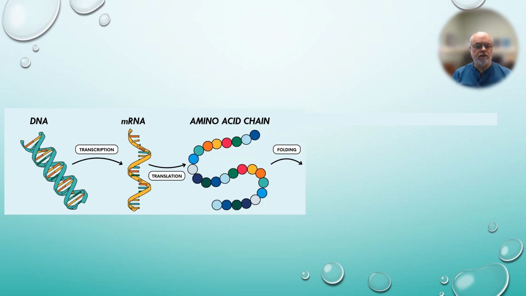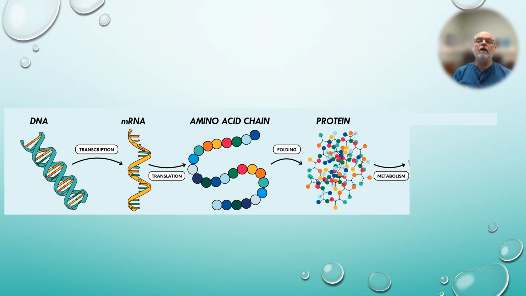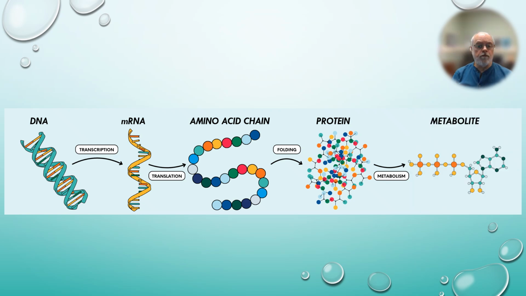The messenger RNA is then translated into an amino acid chain, and in some cases the amino acid chain itself is functional, but more often the amino acid chain is folded and modified into a functional protein. And the protein is what contributes to the form and function of the cell and hence the organism. In some cases, the protein is further modified through metabolism into a metabolite. In some cases, the functional item is actually the metabolite. In other cases, it's a protein. And in some cases, the protein and the metabolite both have a function within the cell.